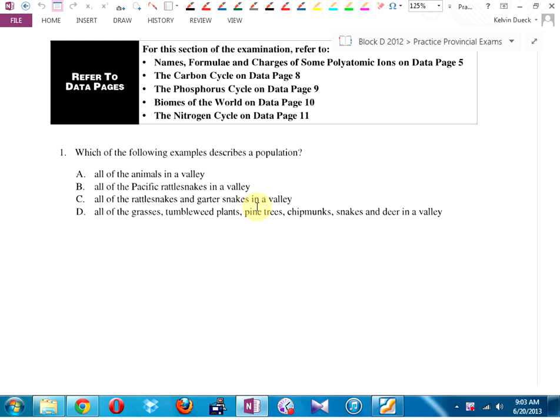What is a population? Well, first of all, we had some key words. We had species, that meant everything was the same type of life, animal, or plant. We had community, which I can't spell for some reason. That was all of the different living things in an area, the community.